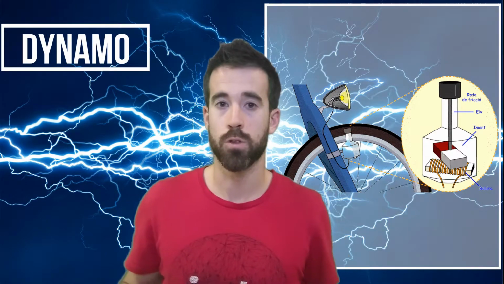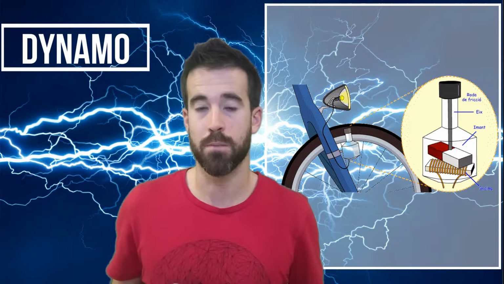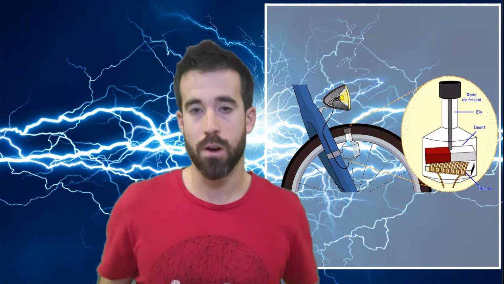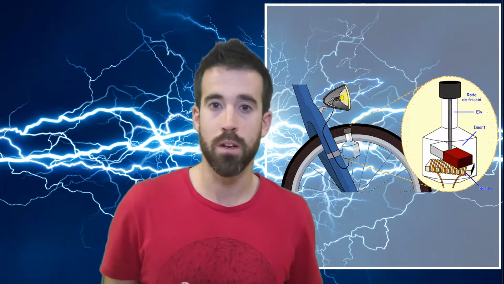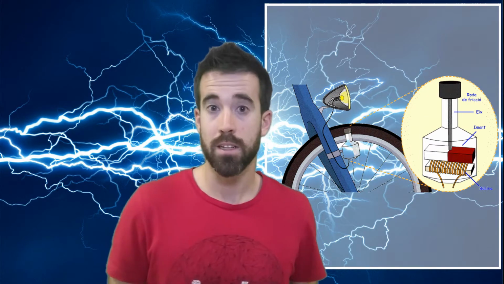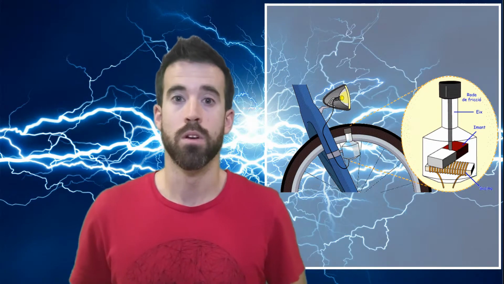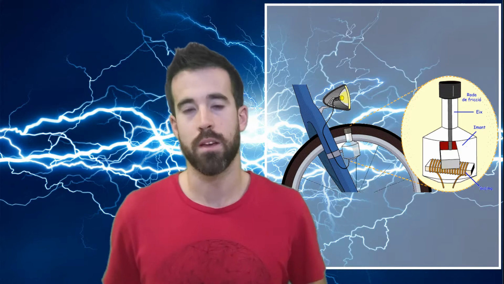You can find a lot of those machines in bicycles, for example, where when you are riding the bike, you are moving the wheel, and the movement of the wheel moves a magnet. That magnet generates an electric current that you are using to produce light for your bicycle.